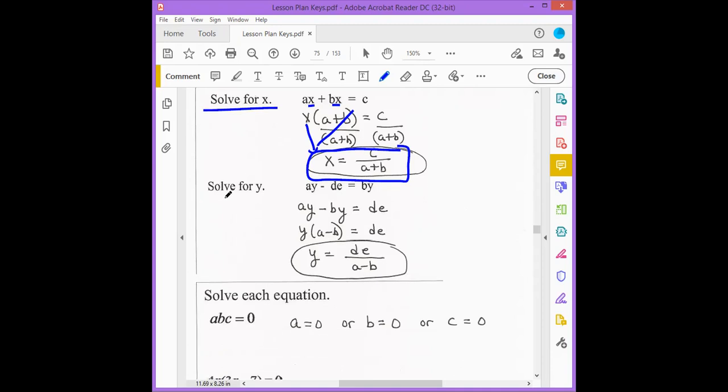And the next example, you're solving for y. So we have ay minus de equals by. Now notice these two y terms are on opposite sides of the equal sign. So we need to carry the by to the left so that we can combine those like terms. We're going to subtract by from both sides of this equation.